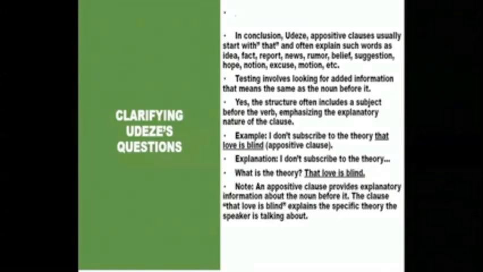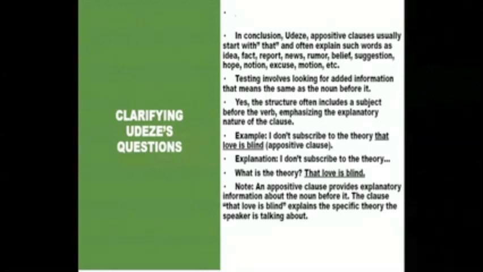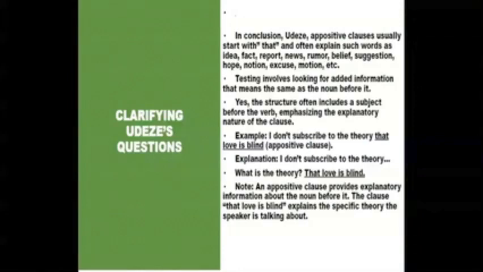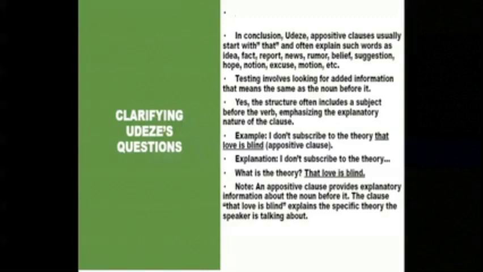So you take note that an appositive clause provides explanatory information about the noun before it. The clause that love is blind explains the specific theory the speaker is talking about. That is exactly the way to identify an appositive clause. All right? That wraps up our lesson on appositive clauses. So we are drawing the curtain on today's lesson.